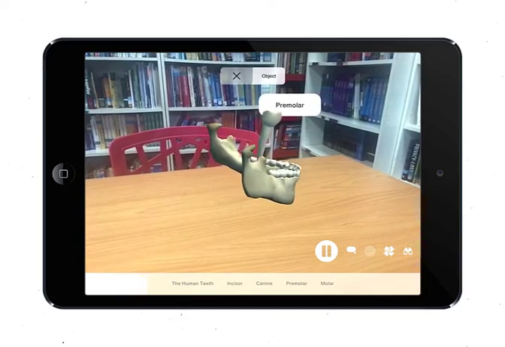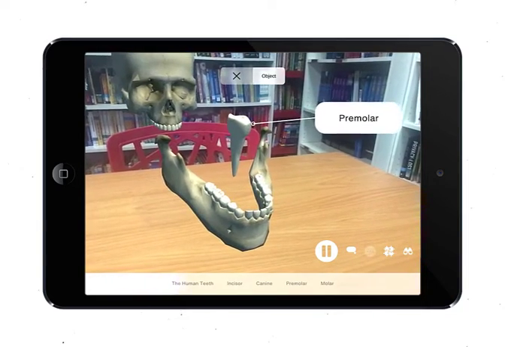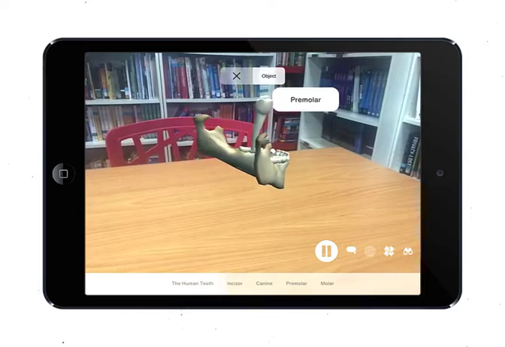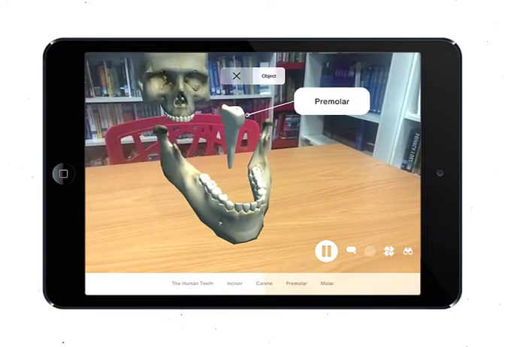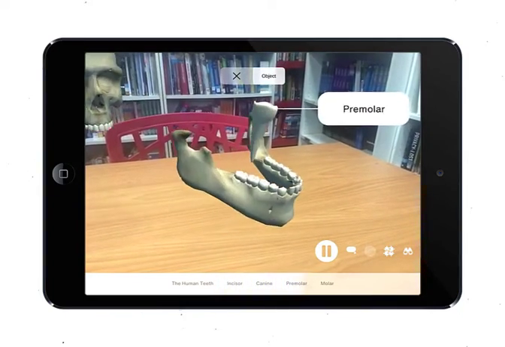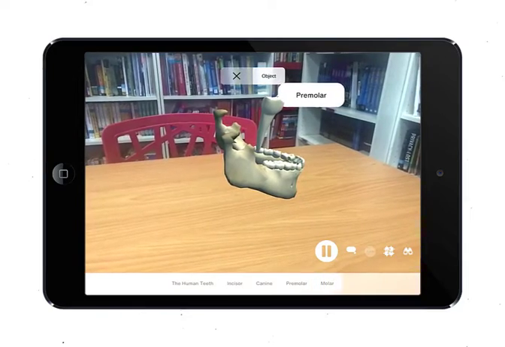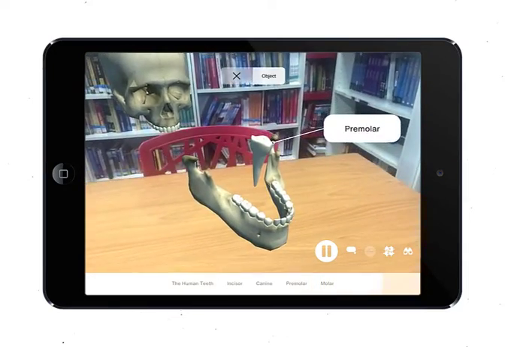Then is the premolar. There are 2 premolars in each quarter jaw. It is positioned next to the canine towards the inside of the mouth. Premolars have 2 cusps on the surface of the crown. They are used for crushing and grinding the food.